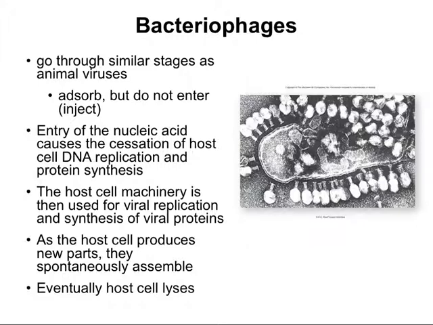As the cell produces new parts, they spontaneously assemble into the capsid. Eventually, the cell lyses and releases all those new phages into the surrounding environment. The cell here has ruptured and released numerous virions that will now attack cells in the surrounding area.